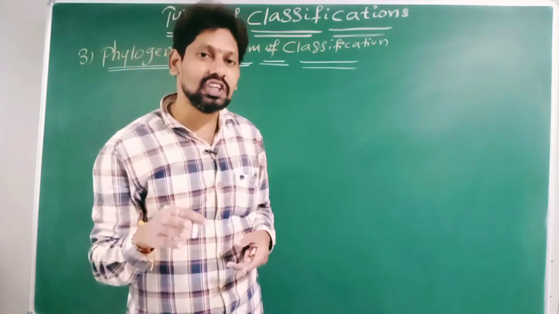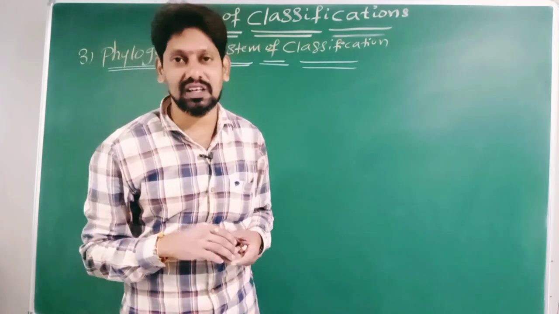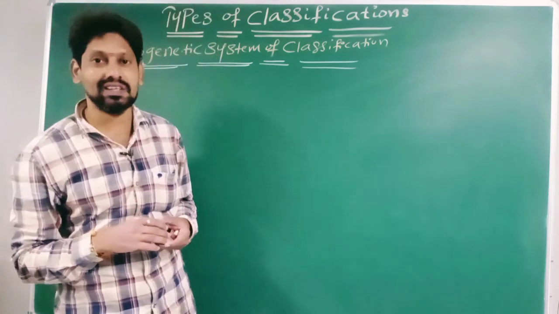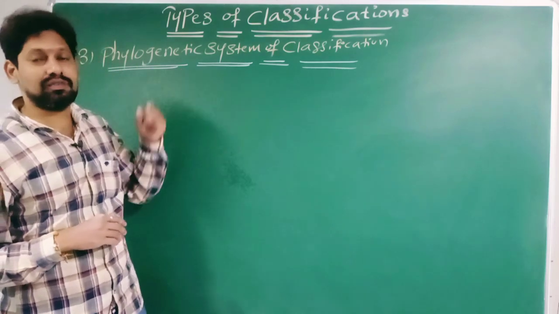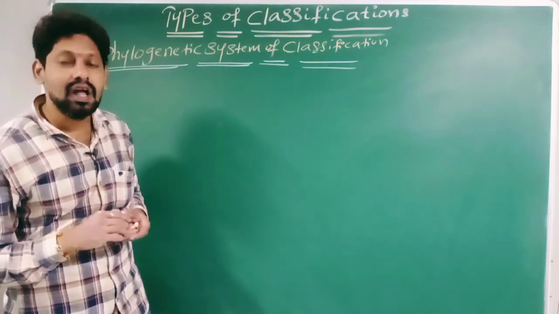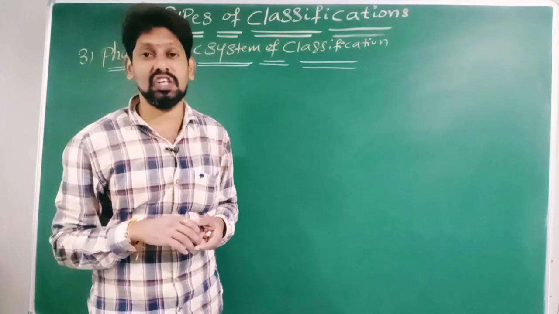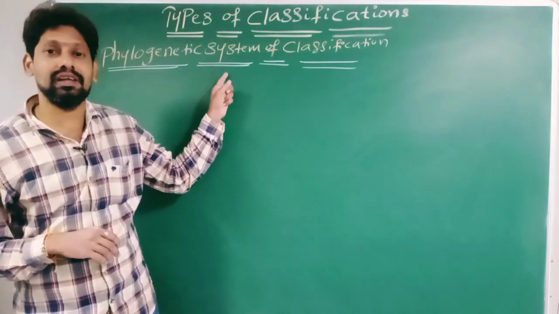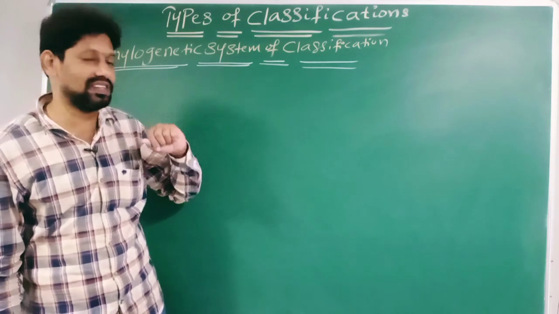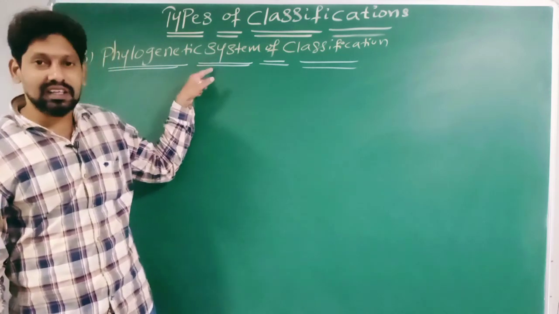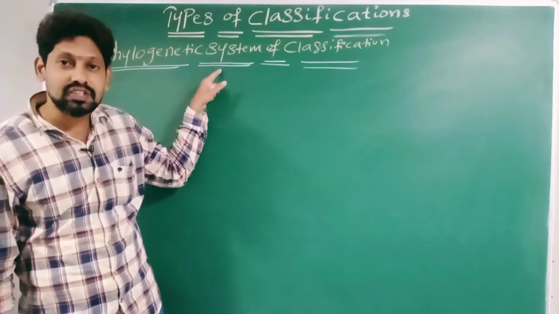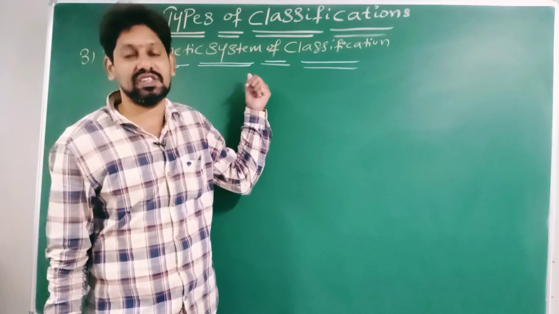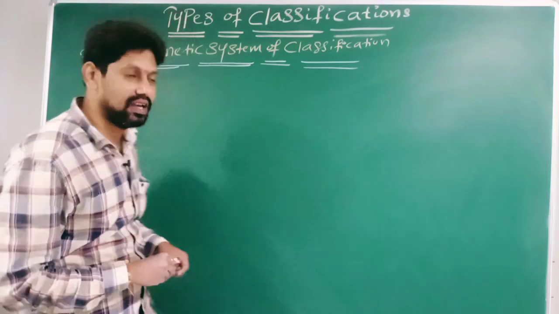So these artificial and natural systems of classification were pre-Darwinian, whereas the phylogenetic system of classification was proposed after publication of Origin of Species by Charles Darwin. Before or after? After. So this phylogenetic system of classification is post-Darwinian. Okay, right?